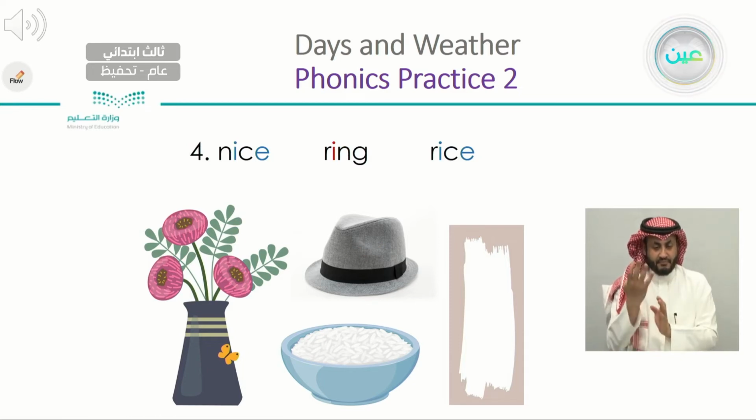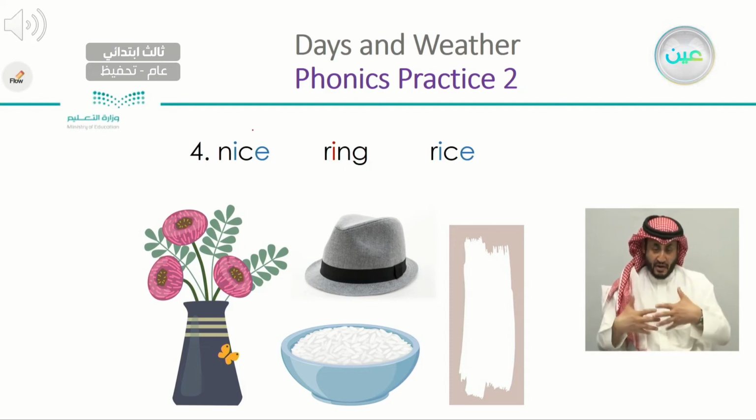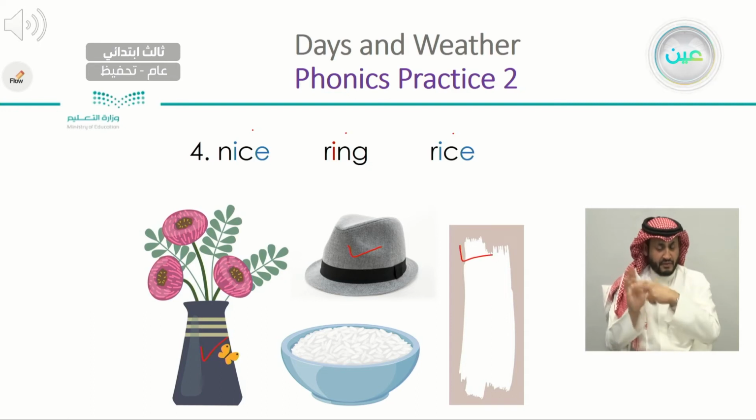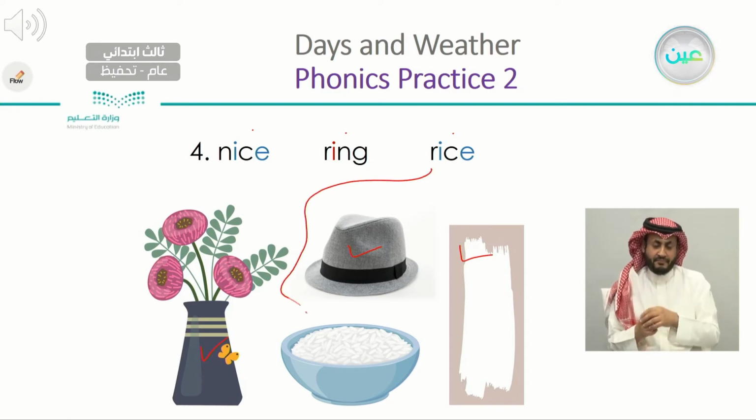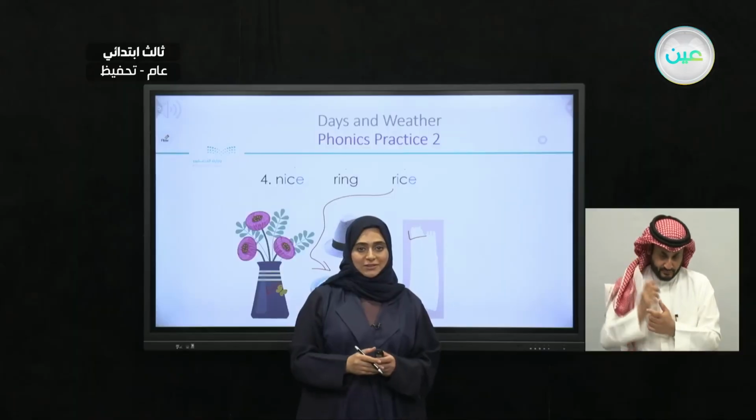Number four. Rice. So let's read the words together. Here we have nice, long I, ring, rice. Which one is rice? We did hat, we did vase, we did white, and we have rice. Excellent. It's a bowl of rice.